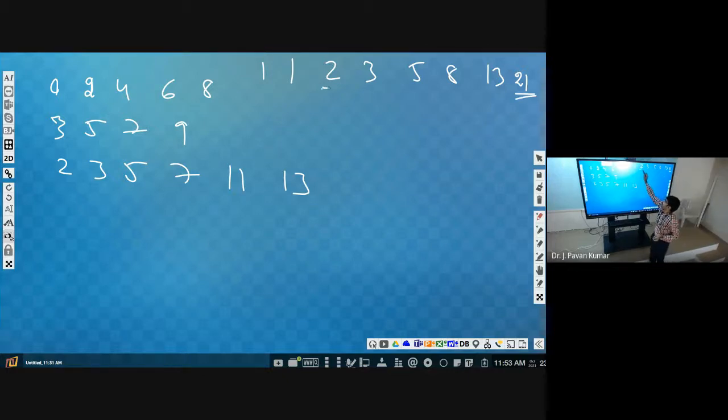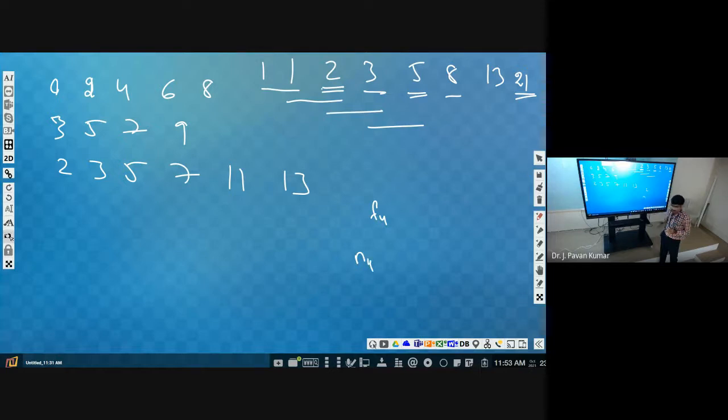To get the third number, we are adding the first two numbers. To get the fourth number, we are adding the previous two numbers. Second and third number, then we get the fourth number. Next, to get this one, the previous two numbers. Like this, to get a number, let us say the fourth number, n4, what we will do is add the third number and the second number. So now to get the seventh number, this is what we are doing.